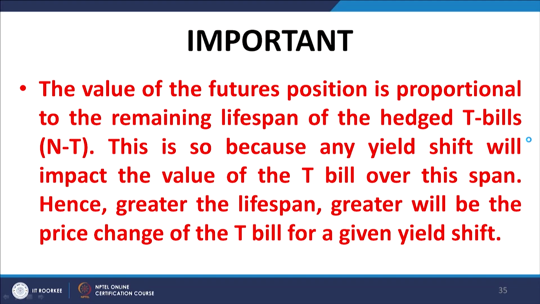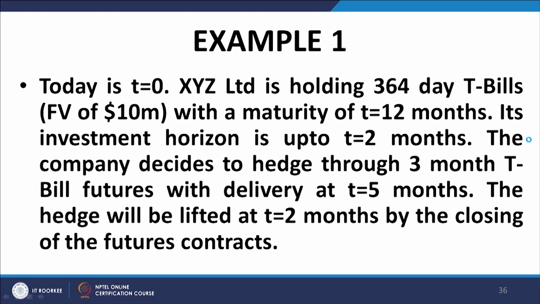You may say that we assume that the spot yields and the futures yield move parallel to each other, and as a result, the shift that we have in the spot yield and the shift that we have in the futures yield are approximately equal. Whether it really happens or not would impact the effectiveness of the hedge, as we will see later. This I have already mentioned, that the futures position is proportional to the remaining time of the T-bill. The longer the remaining time, the longer is n minus t, the larger is the futures position that you need in order to protect yourself, because larger is going to be the impact of a given change in yields.